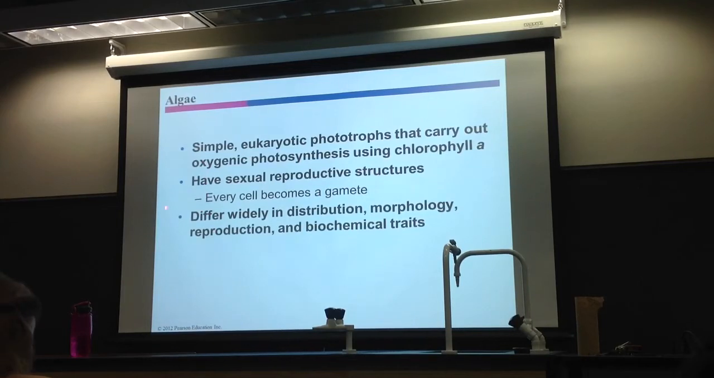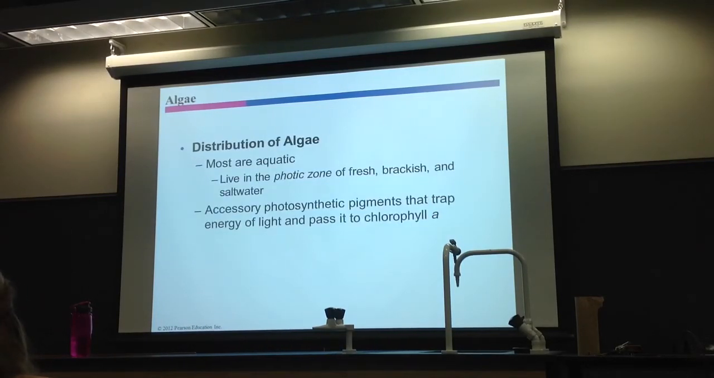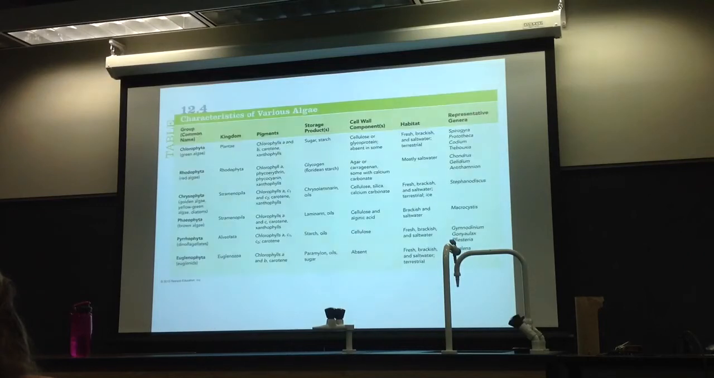Now, these algae differ in terms of where they're found, the morphology, how they reproduce, and biochemical traits. I want to bring you to this table. How do you place algae into their groups? That's important. How you place algae in the groups is based on their pigments. Simple as that, because they can all do photosynthesis.